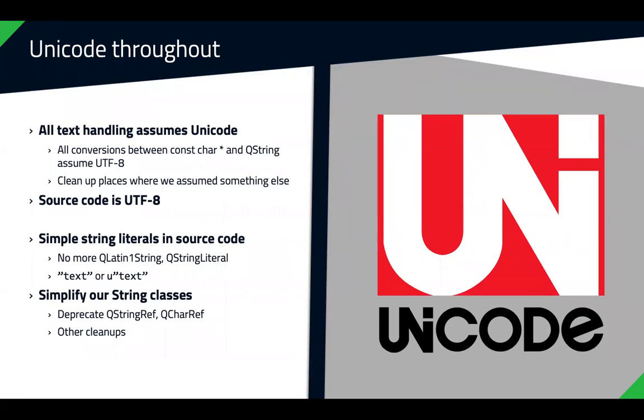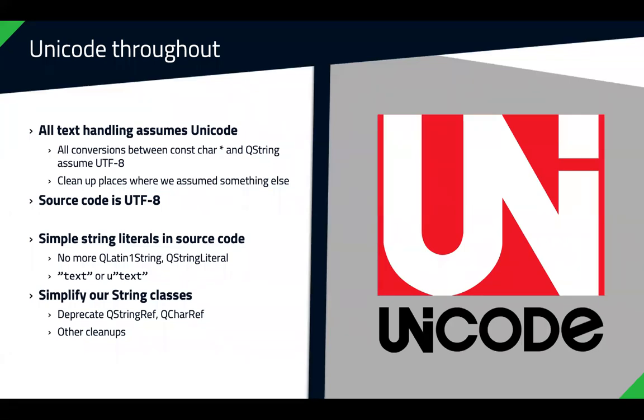We are also finishing certain changes that we started with Qt 5, making sure that we have Unicode throughout. All text handling assumes Unicode. All conversions between const char* and QString assume UTF-8. This is something that we started for QString in Qt 5, but there have been a couple of places where we assume something else, like Latin 1 or local 8-bit. We want to make sure this is now consistent all over the place.